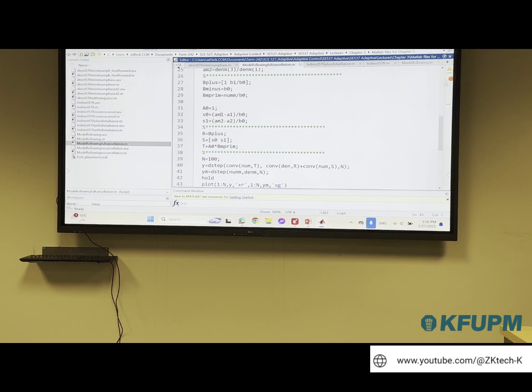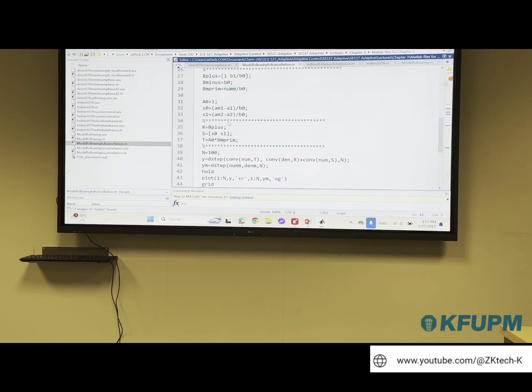So I selected B plus equal to q plus B1 over B0, and then B minus equal to B0. They're exactly the same thing that we did here. And then Bm prime, of course, is equal to Bm divided by the value of B0. Then I compute everything, put in a step, and plot whatever is happening with the system. That's it.